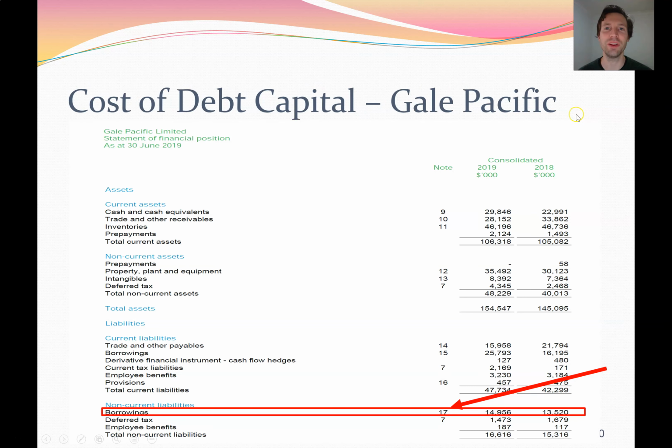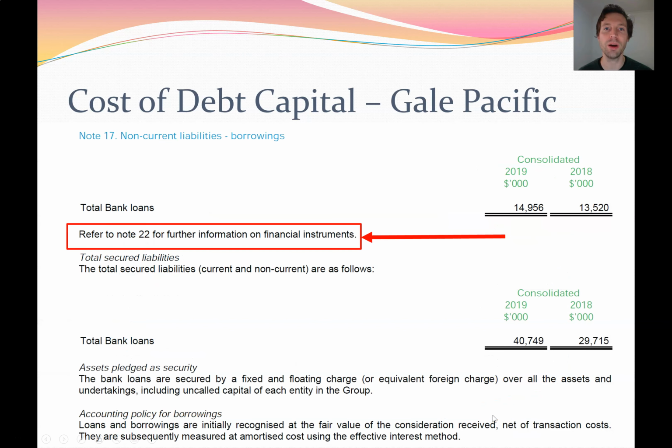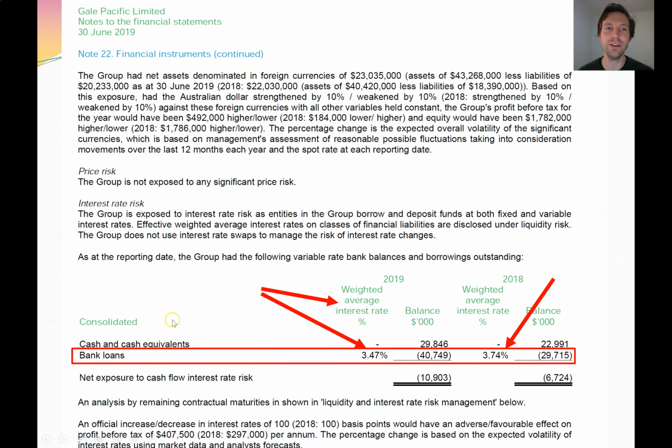Now I want to look at Gale Pacific to think about how we could find out what their cost of debt capital is. So here I've got their balance sheet for 2019. And as I go down to their non-current liabilities, it's got the borrowings. It says we could look at note 17 to find more about this $14 million that they've borrowed. So when I open up note 17, it says, for your bank loans of $14.956 million, refer to note 22 for further information.